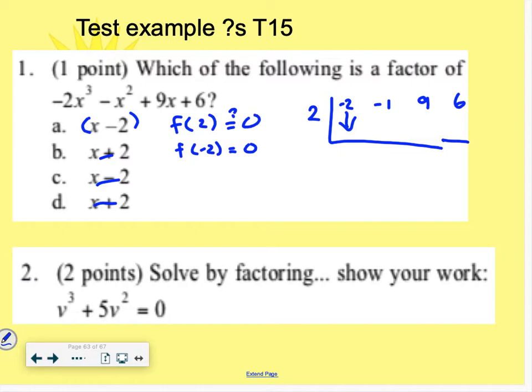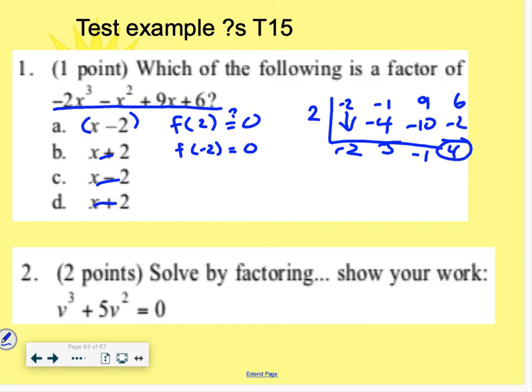So I bring down my negative 2. I double check, make sure these are in the right order. There's no missing terms. I multiply that negative 2 by the 2, and then I add. Here, negative 5. Then I take negative 5 times 2 to get negative 10, and I add that to the 9. Then I take negative 1 times 2, and I get negative 2, and I add that to the 4.